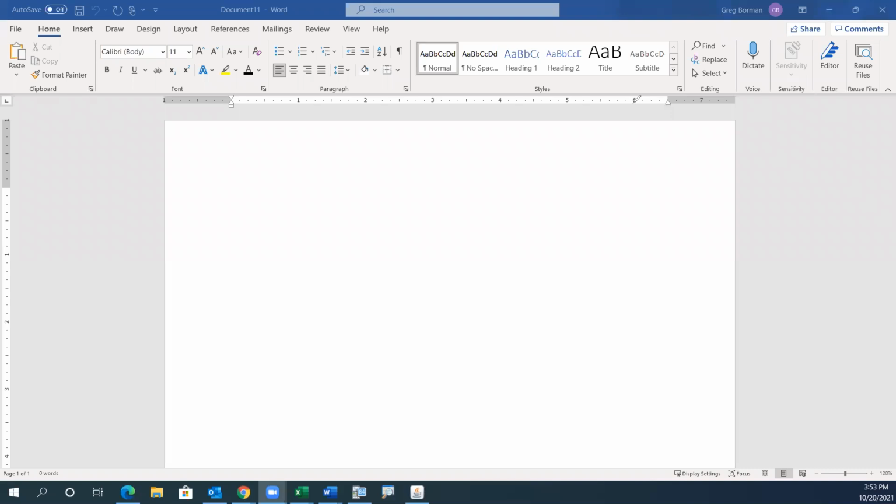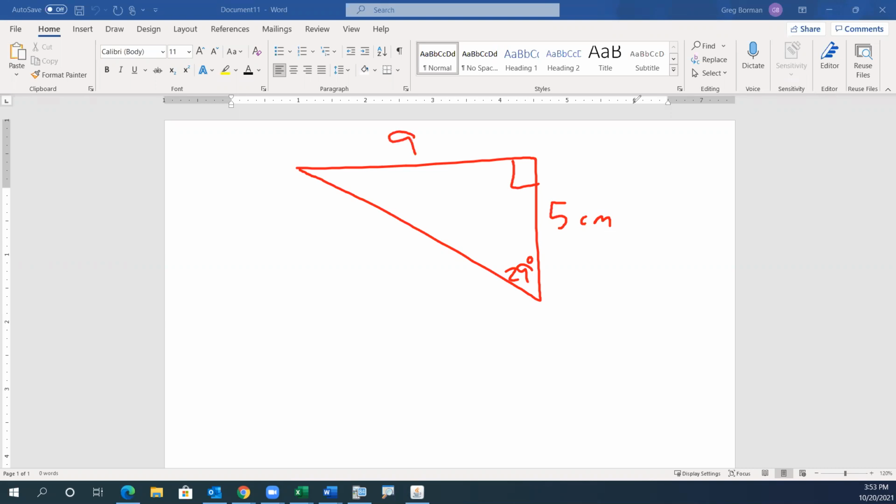Okay, let's do another one. How about I've got this, and I've got this 29-degree angle here, and I've got 5 centimeters and 9 centimeters. Wait, no, I gotta be looking for something. Okay, and I'm looking for that side right there. So what do I do?